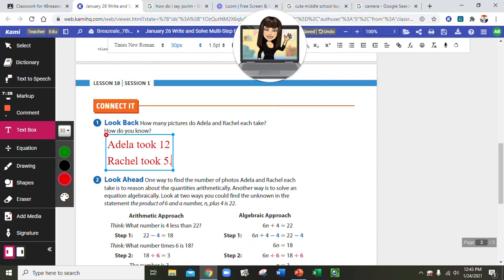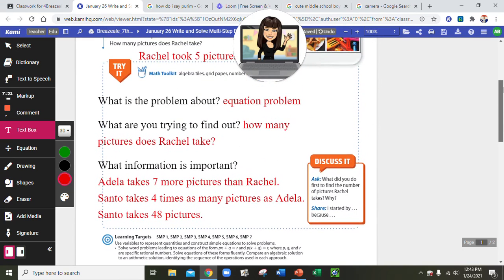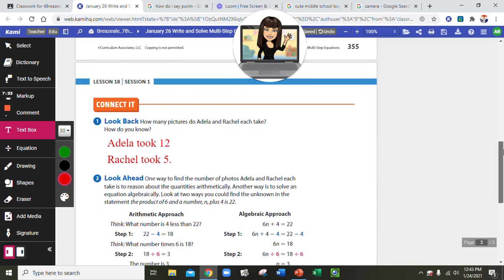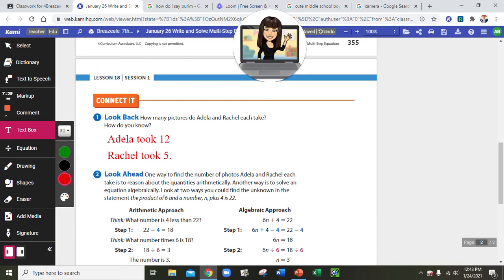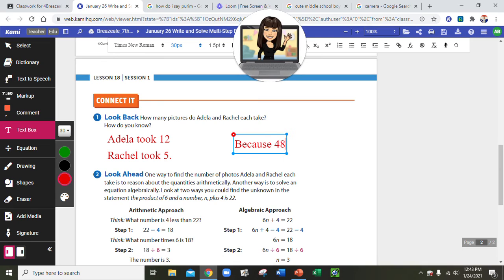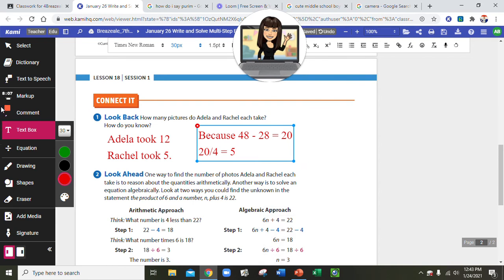And then it says, how do you know? Many of y'all skip this part. Please do not. And we know because look at all this beautiful work we did. So how do we know? Because 48 minus 28 equals 20. And 20 divided by 4 equals 5. Boom. We just described what we just did on this other page.